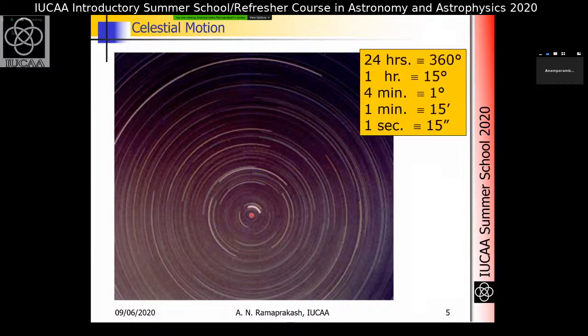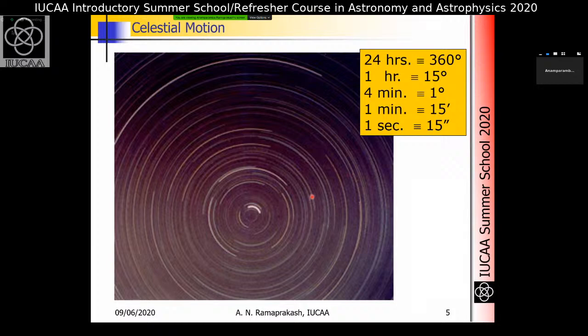Now, the rate of the movement we know: Earth rotates 360 degrees in 24 hours, which is equivalent to 15 degrees in 1 hour. So projected from here, this angle which it moves in 1 hour will be 15 degrees. In 4 minutes, correspondingly, it will move by 1 degree. In 1 minute, 15 arc minutes. And in 1 second, the sky moves by 15 arc seconds. So that's the rate at which the telescope has to move to track the movement of an object in the sky.